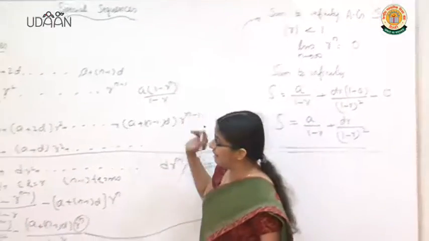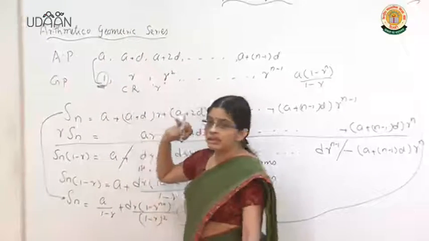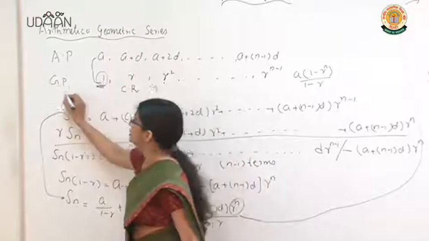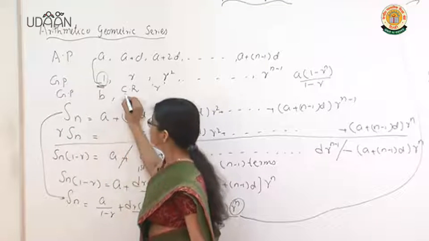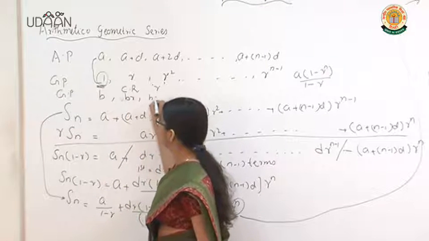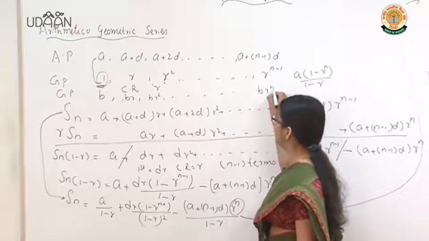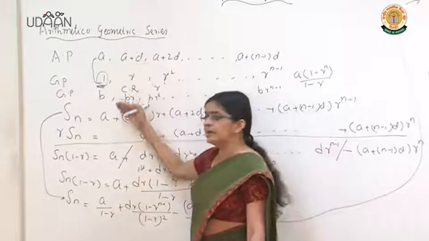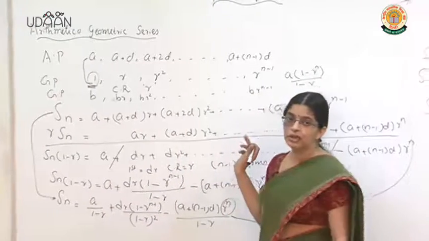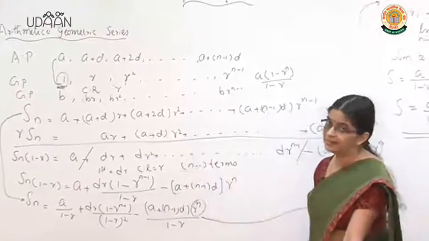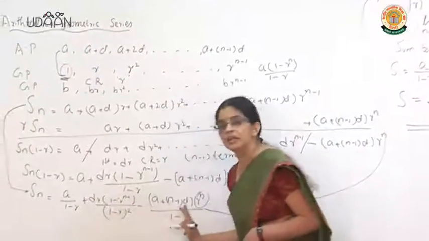But when I started, I have said I have taken the first term of GP as 1. If it is not 1, suppose the GP is like this: first term I am taking as b, second term will be br, third term will be br square, etc. Last term will be b into r power n minus 1. You can proceed in a similar manner to find sum to n terms and sum to infinity. That is left to you as an exercise. The only difference in the answer will be each and every term will be multiplied by b.